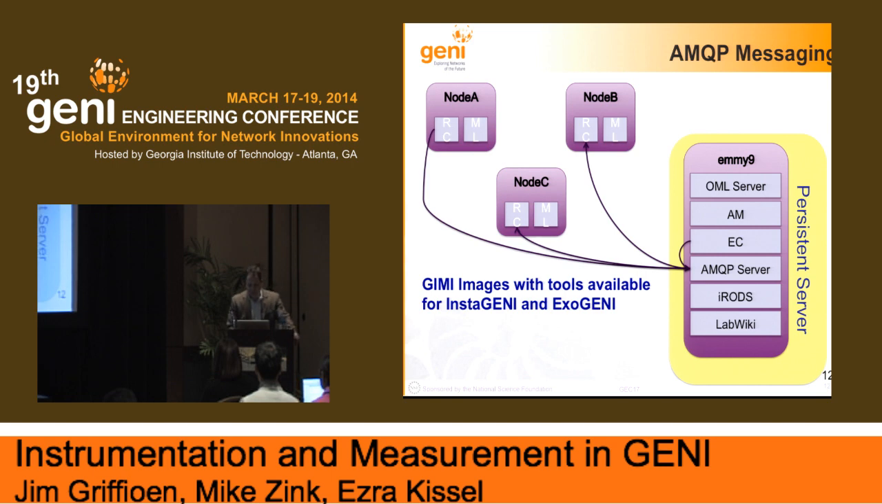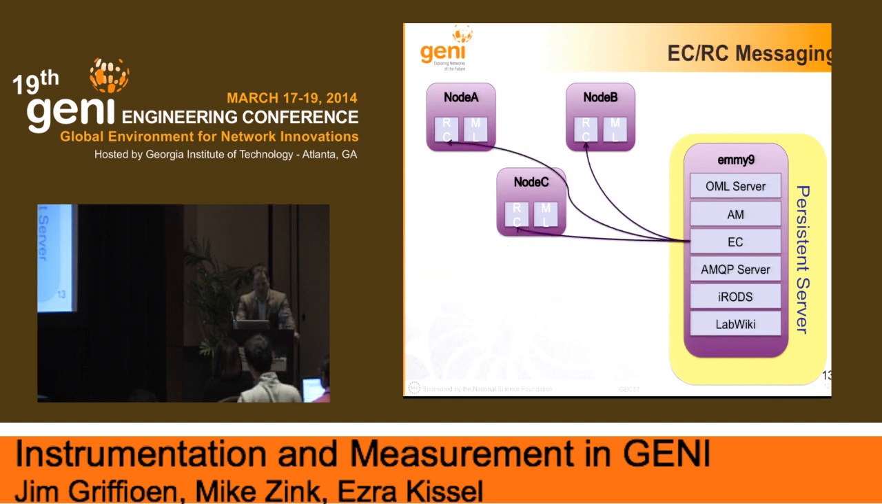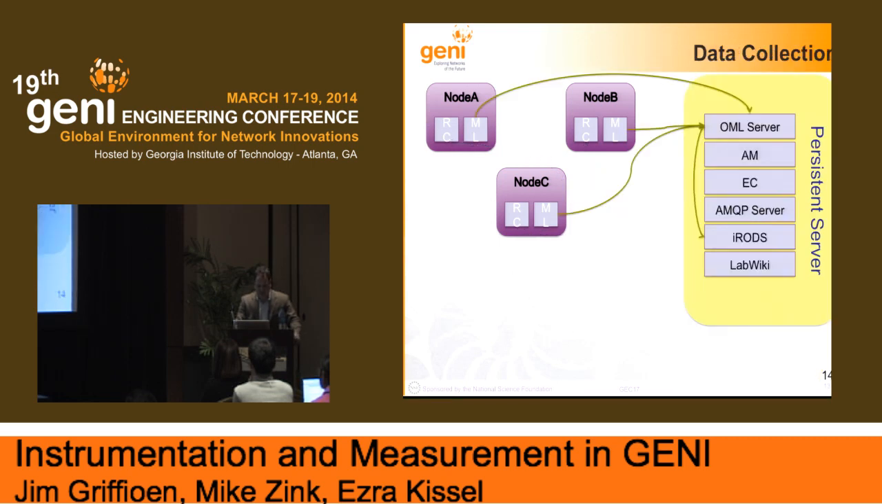Okay, so this is how the nodes talk to each other and how you orchestrate your experiment. Through the AMQP, the EC can directly talk to the resource controllers, and you can run experiments. I'll go into an example pretty soon. And then when the experiment has started and is running, the measurement libraries will send back information about your experiment to the OML server, and then you can, if you see some data you think, ooh, this is cool data, I want to save this.